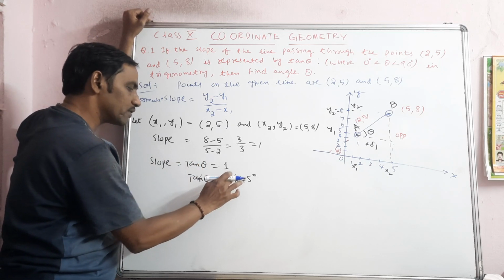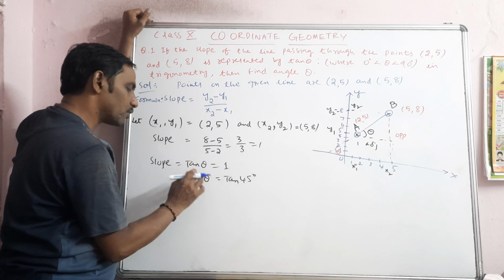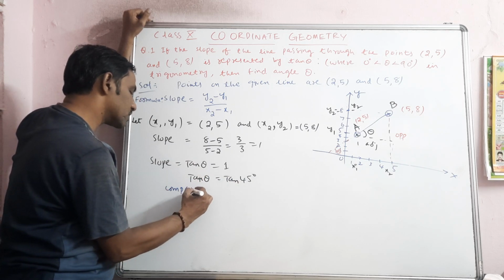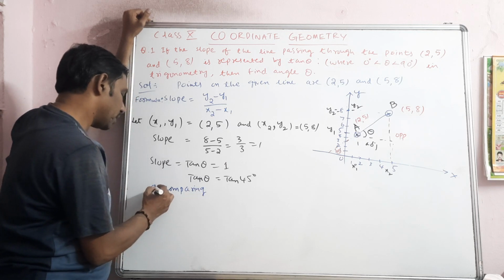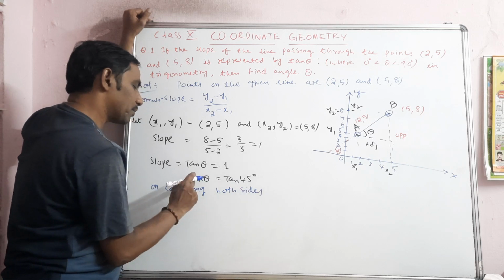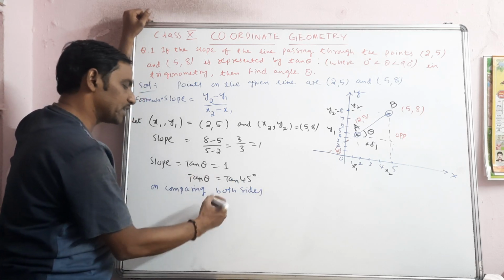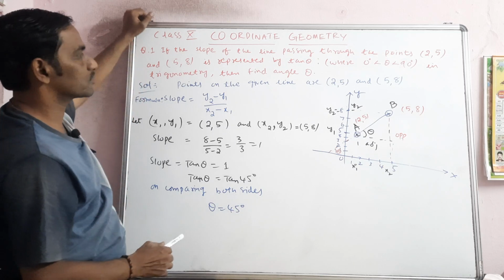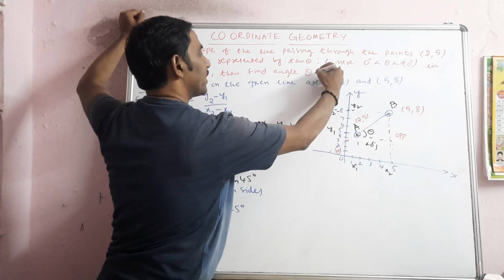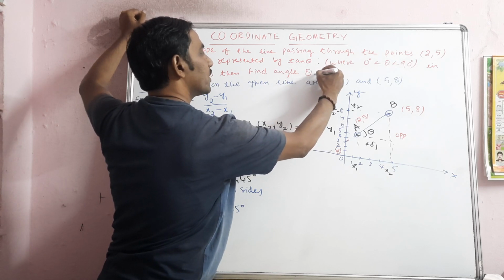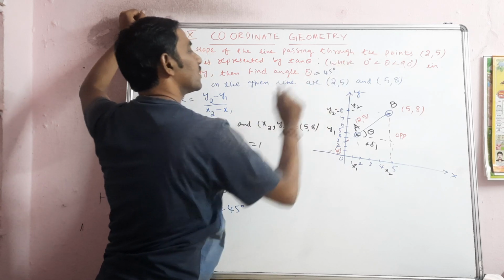So instead of cancellation, what you have to do is write, on comparing both sides, tan is there, so theta is 45 degrees, right? Done. Whatever answer they asked to find, the angle, for this you will get the answer as 45 degrees.